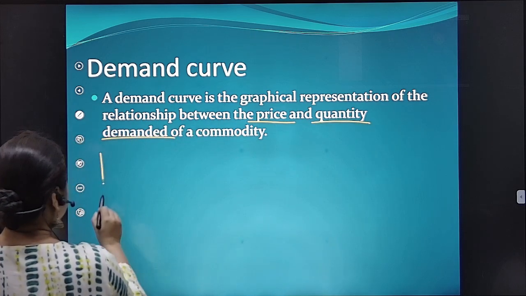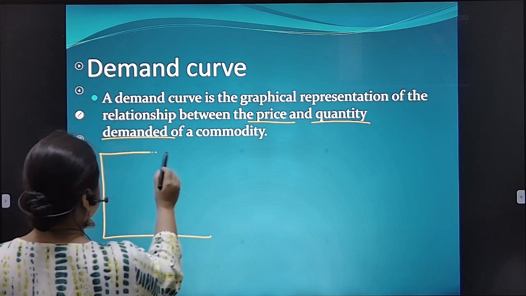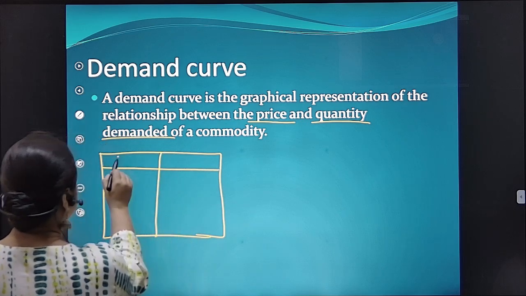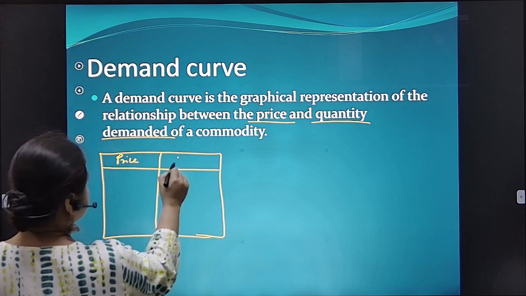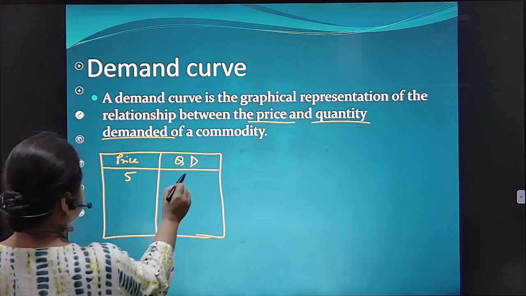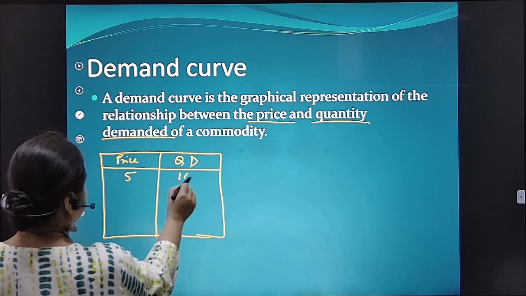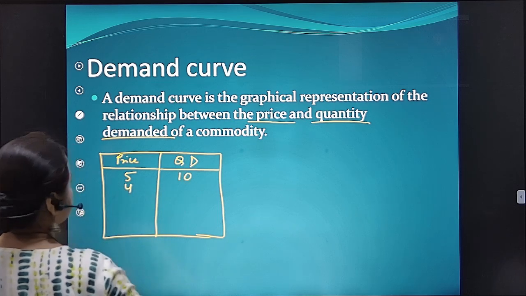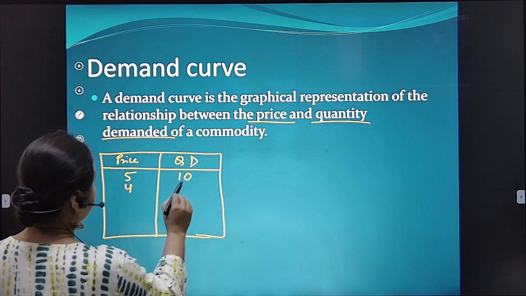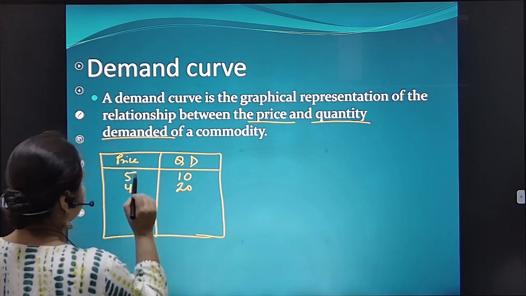So let's prepare one demand schedule. So this is price, this is quantity demanded. When price is 5, demand is 10. When price reduces to 4, the demand will increase to 20.